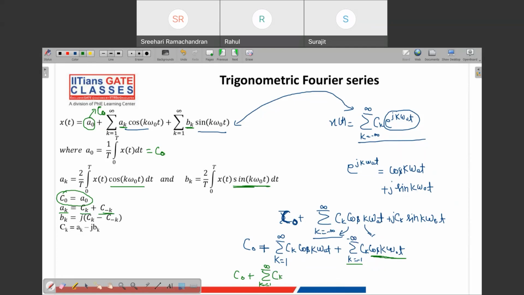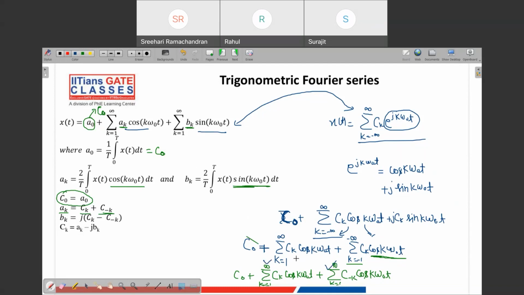So you can write it as c0 plus summation k equal to 1 to infinity c of k cos k omega naught t plus, you can take the negative sign from this k and put it inside, so summation k equal to 1 to infinity c of minus k and then cos minus k omega naught t. But I will just write cos k omega naught t, because cos is an even function of k, and because of that, whether it's minus k or plus k doesn't matter.